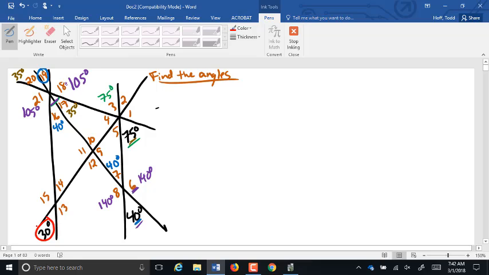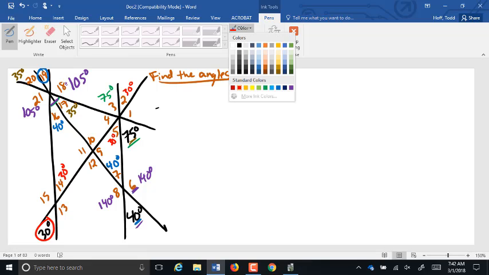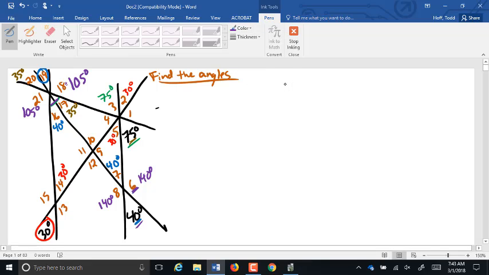We have the 30 degrees down here. What else has to be 30? 14 is 30 degrees. 5 and 2. So now we can find 1 pretty easily. That's 75 degrees. Why? Well, because that's a straight line, so those 3 add up to 180. That makes this one 75.